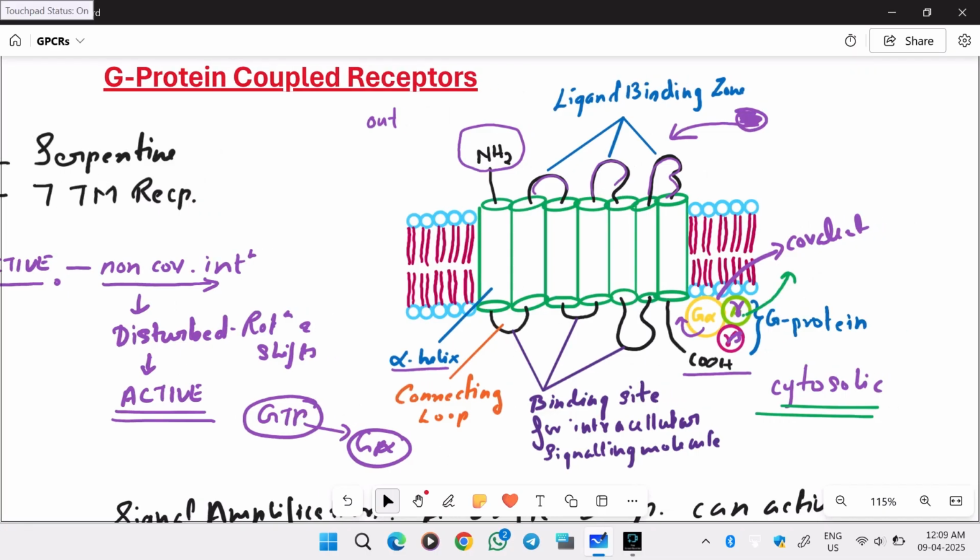Hope you understood and got a clear idea about the G protein coupled receptors. It is a very important topic for the examination. So revise it well. All the best, guys.